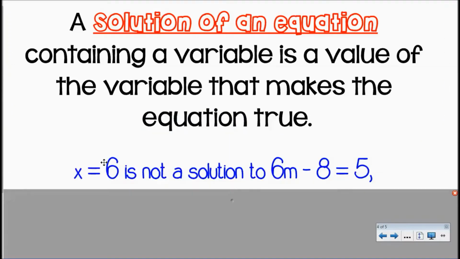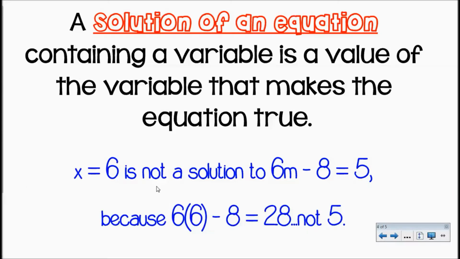So, x equals 6 is not a solution to this right here. 6m minus 8 equals 5. How do I know that? Because if I put 6 in for the variable, 6 times 6 is 36. 36 minus 8 is 28, not 5. So 6 is not the solution. What is the solution? Well, we're going to be looking at ways to figure that out.